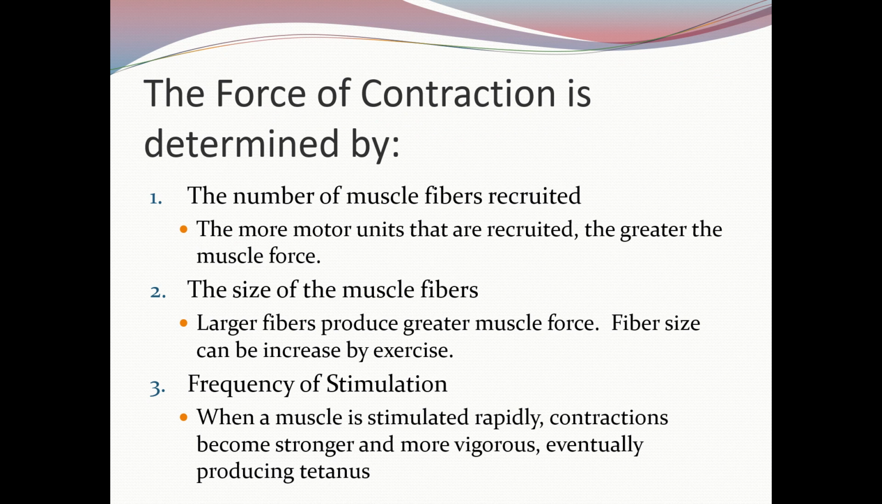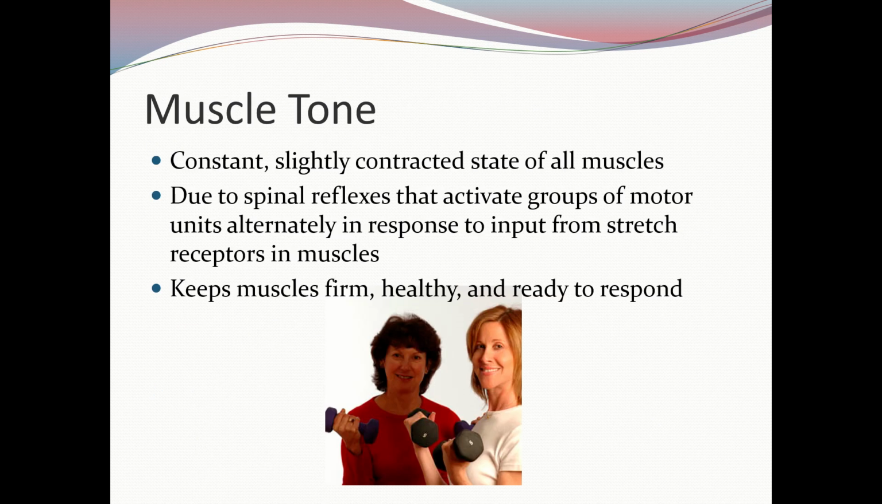The force of contraction is determined by the number of muscle fibers recruited. So the more motor units that are recruited, the greater the muscle force. Then the size of the muscle fibers: larger fibers will produce greater muscle force because there'll be more protein in there and more contraction. And then the frequency of the stimulation. If a muscle is stimulated rapidly through a rapid succession of motor neuron firing, then contractions will become stronger and more vigorous, eventually producing that tetanus.